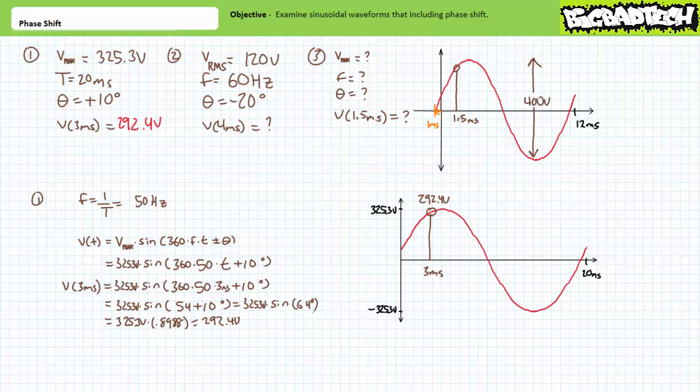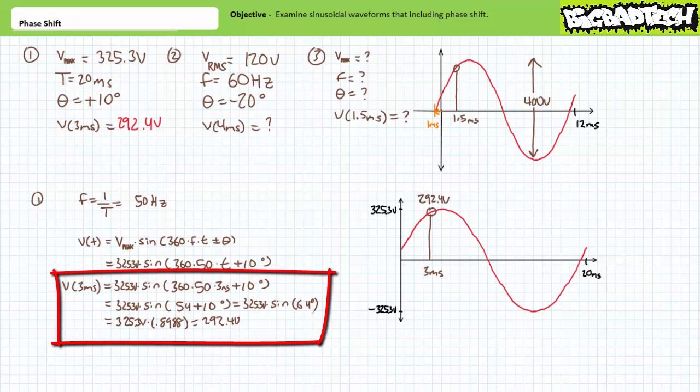The first waveform has a peak value of 325.3 volts, a period of 20 milliseconds, and a phase shift of positive 10 degrees, meaning it'll be shifted 10 degrees to the left or in advance. A period of 20 milliseconds corresponds to a frequency of 50 hertz. The general expression results in v(t) being equal to 325.3 volts times the sine of 360 times 50 times the time of interest plus 10 degrees. Substituting 3 milliseconds into our expression results in an output voltage of approximately 292.4 volts, as this illustrated operation shows.